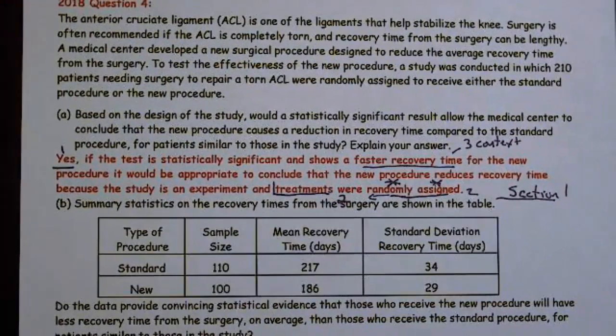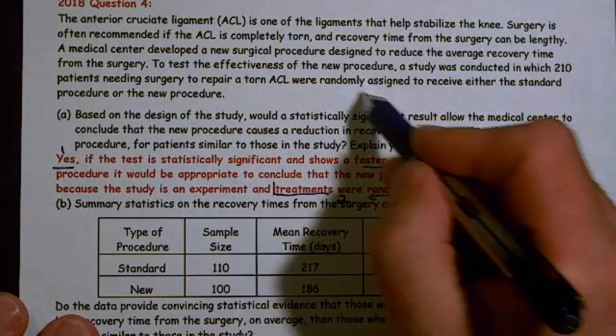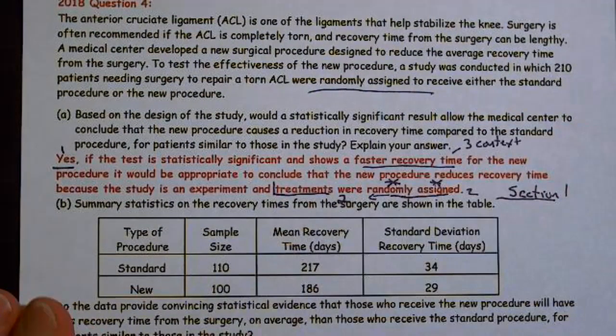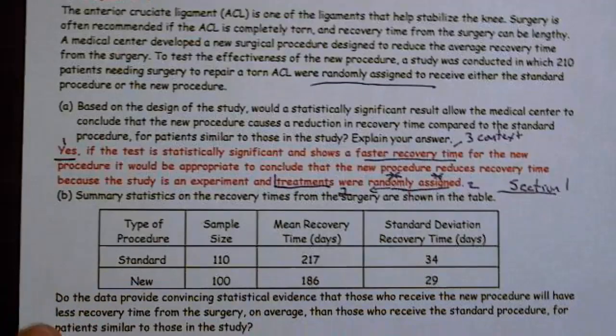So the anterior cruciate ligament, ACL, is one of the ligaments that help stabilize a knee. Surgery is often recommended if the ACL is completely torn, and recovery time from the surgery can be lengthy. A medical center developed a new surgical procedure designed to reduce the average recovery time from the surgery. To test the effectiveness of the new procedure, a study was conducted in which 200 patients needing surgery to repair a torn ACL were randomly assigned, that's really important, to receive either the standard procedure or the new procedure.